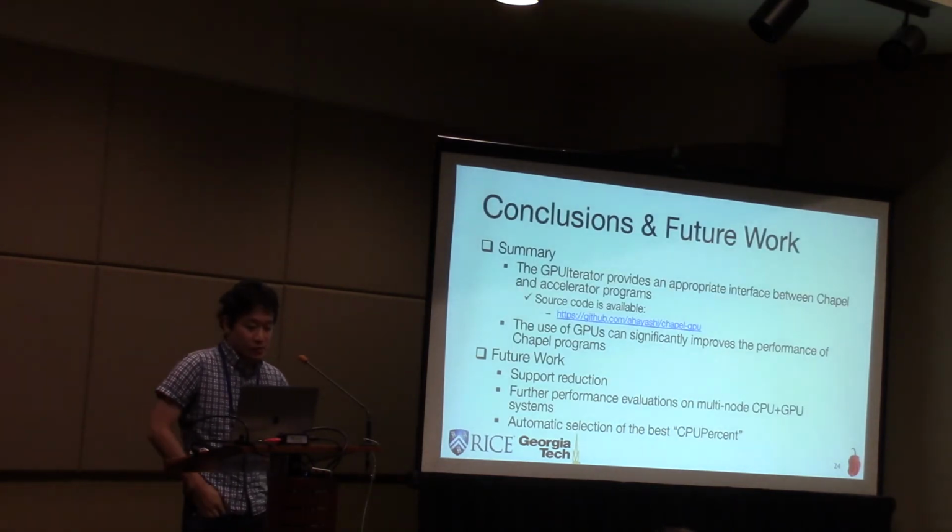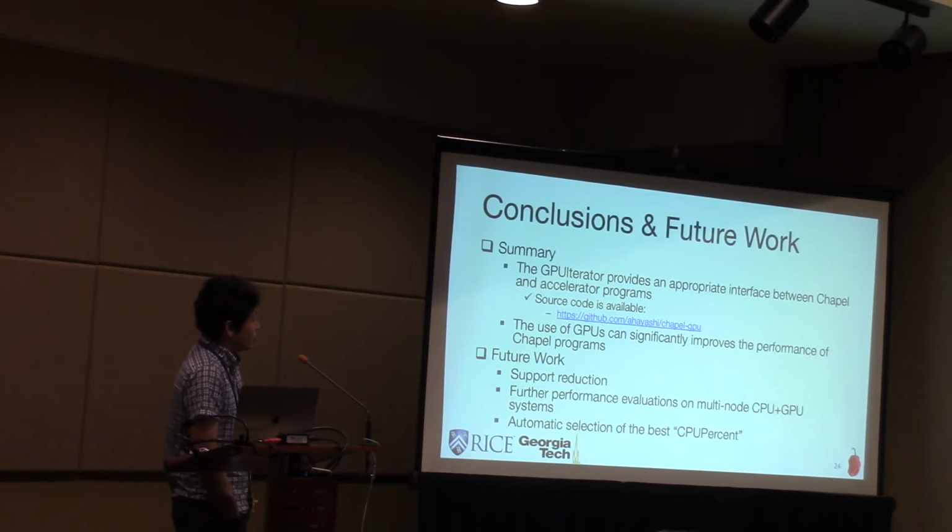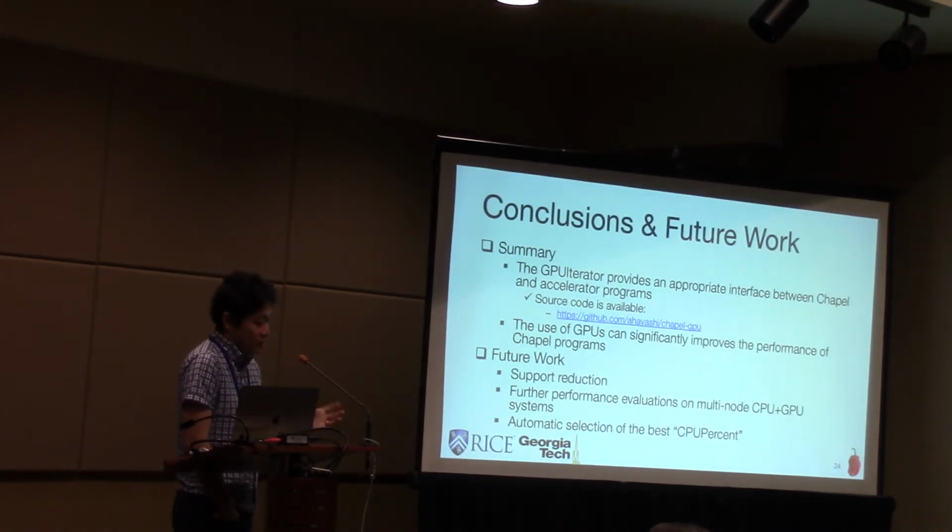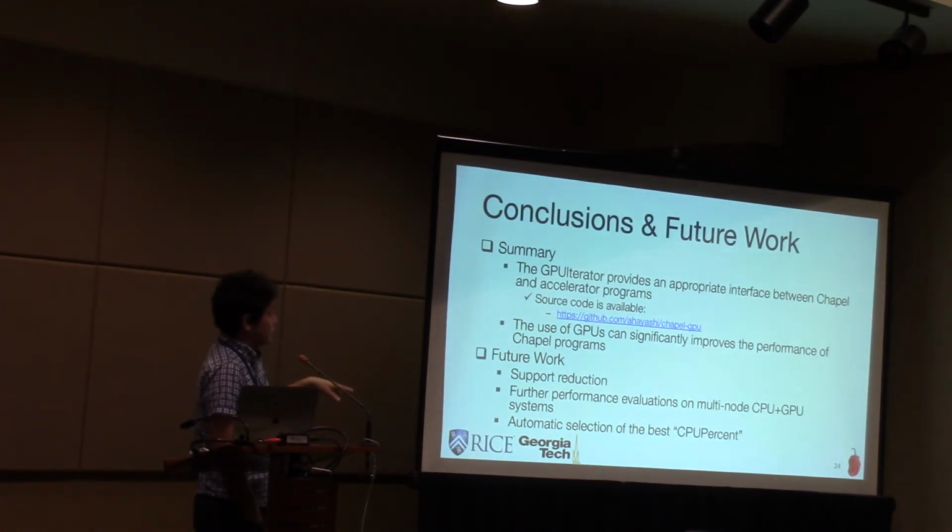Okay, so let me conclude. In this talk, we introduced our GPUIterator, which allows us to easily switch back and forth between different performance variants, so that we can get really great performance. And as I mentioned earlier, the source code is available on GitHub.